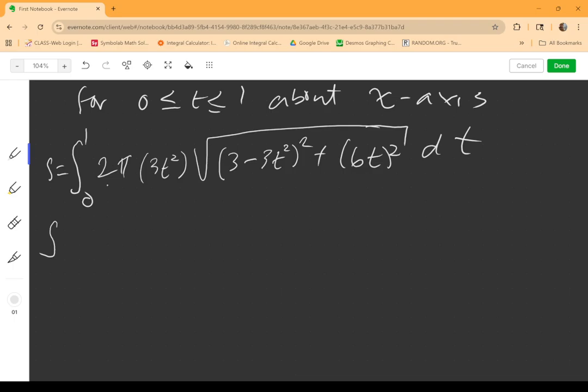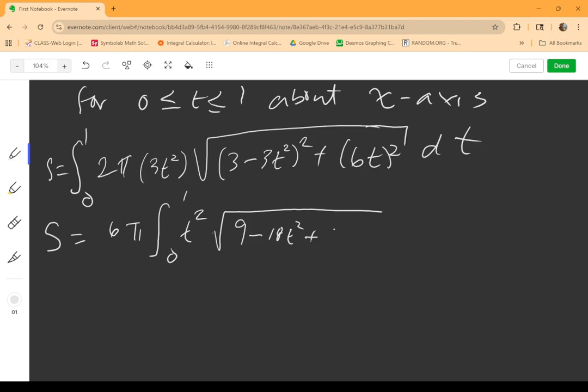So I'll pull out here the constants. So my surface area from 0 to 1 is 6 pi, integral from 0 to 1 of t squared, square root, we get 9 minus 18t squared plus 9t to the 4th, and then plus 36t squared dt. All right, okay, so let's start simplifying here.